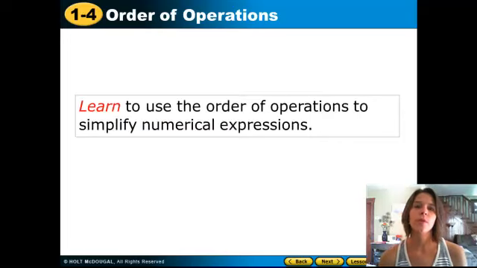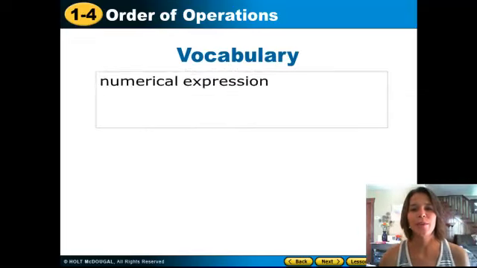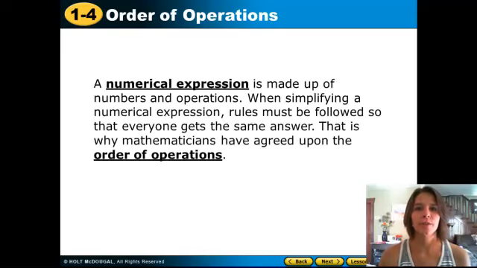1.4 Order of Operations. Learning to use the order of operations to simplify numerical expressions. A couple vocabulary terms, let's go ahead and hit on those first thing. A numerical expression is made up of numbers and operations. There's no equal sign. When simplifying a numerical expression, rules must be followed so that everyone gets the same answer.